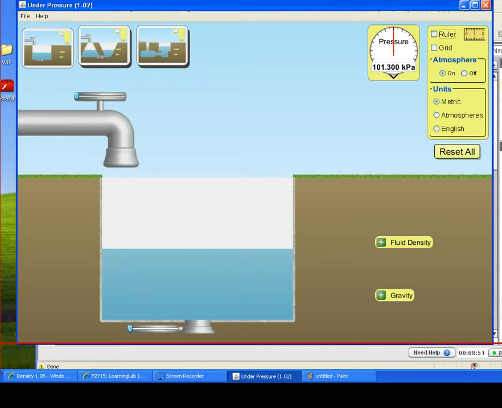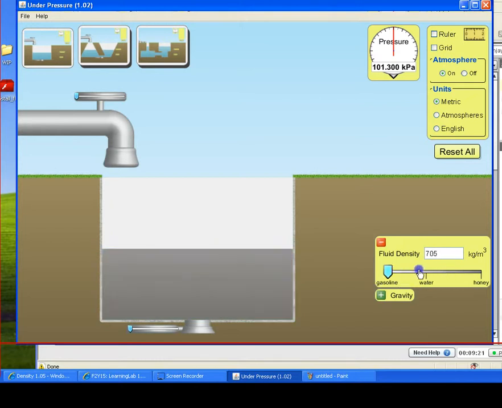So here's the first virtual lab, and this one is called Under Pressure. You're going to need this to do some assignment questions, quiz questions. The arrangement is pretty simple. There's a tank, and you can vary the fluid in the tank. You can make it gasoline, water, honey, or anything in between. As you vary the slider here, that changes the density.